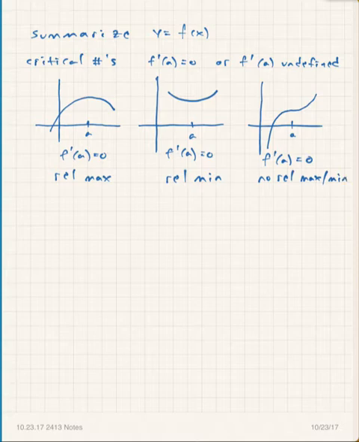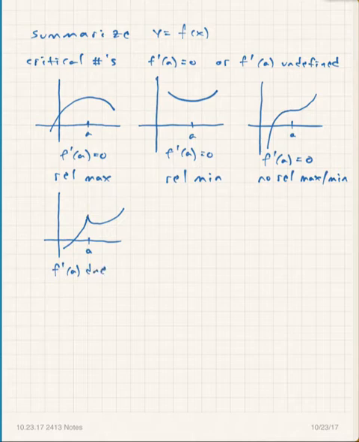All right, and then we have the exact same kind of situation, sort of, with the derivative being undefined. So you have the derivative undefined here at a. So here you have f prime of a does not exist. And what do you have? You have a relative maximum there. And remember, that kind of point is called a cusp. There is a vertical tangent line there.